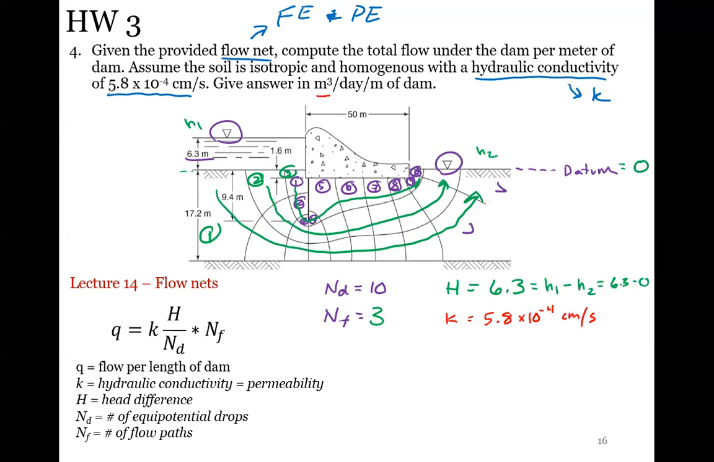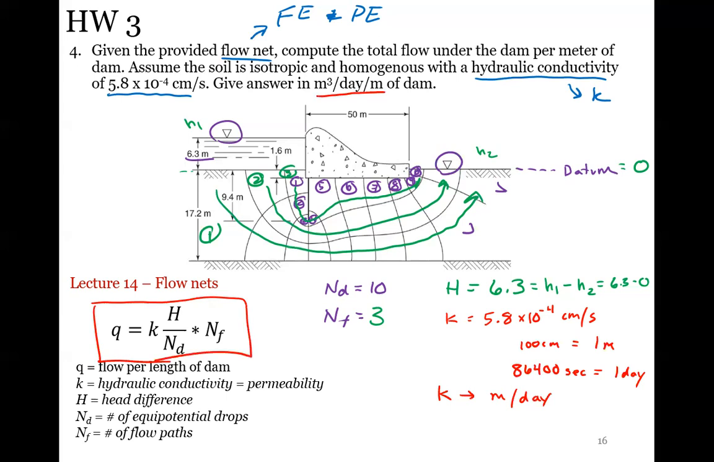So we need to give the answer in cubic meters per day per meter. So we would have to remember that 100 centimeters is equal to 1 meter, and then that 86,400 seconds is equal to 1 day. So then you would do all this out, find K in units of meters per day, and then you would plug all this in to this.